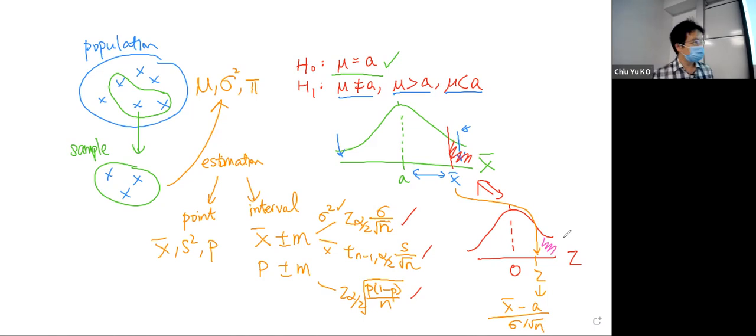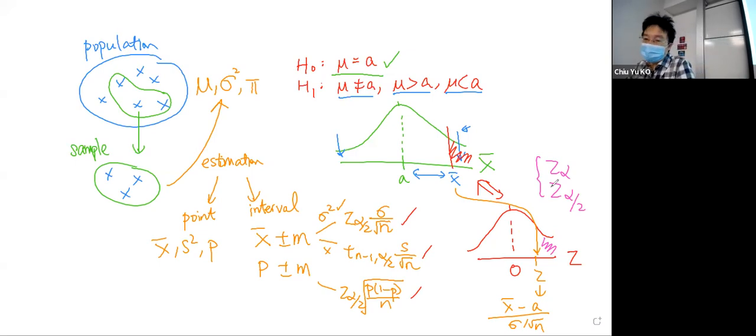If the area of the purple is very small, compared to the alpha, which is predetermined by you, usually 5%, 10% or 1%, then you would reject. Alternatively, you can compare it to, say, Z alpha or Z alpha over 2, which are called the critical values. If your test statistic is more extreme than these values, then you would reject. So these are the things we covered last time.